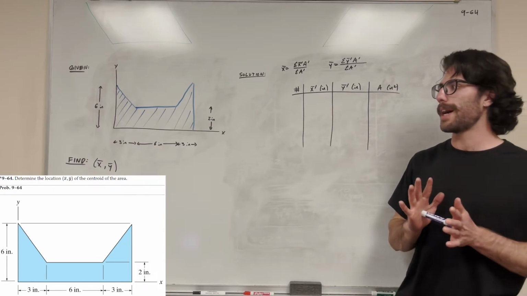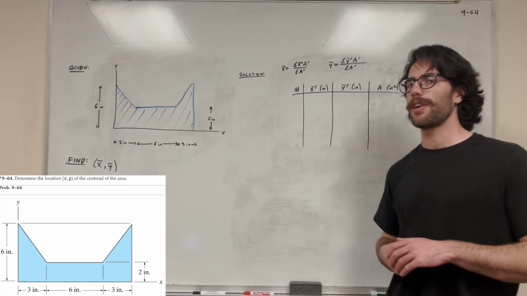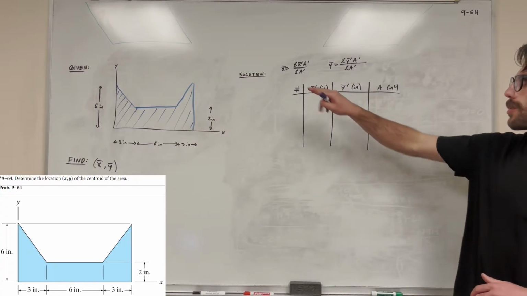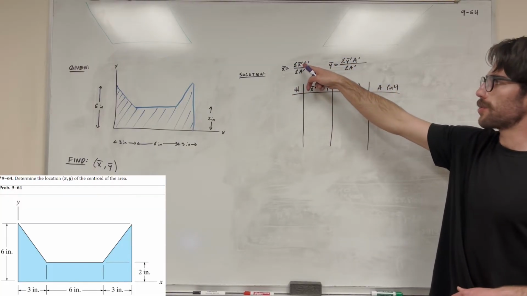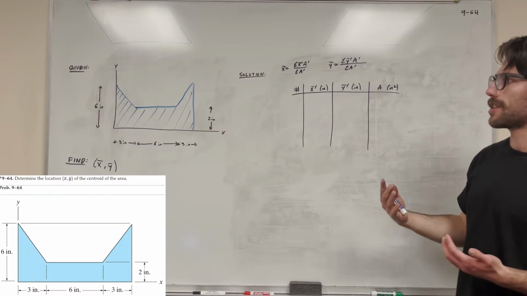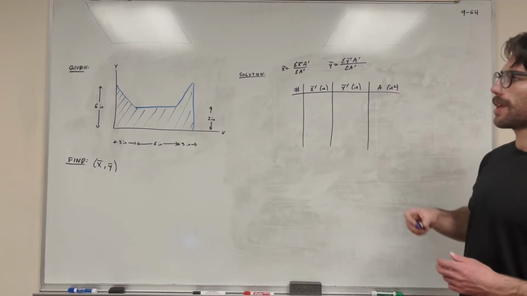So we're doing the center of mass problem. We're trying to find x bar and y bar for this shape here. So let's go ahead and solve it. So we have our two equations. x bar is this equation here. We're adding up the individual center of masses times each of their areas and then dividing it by the total area of the shape. And then y bar is the same but in the other direction.